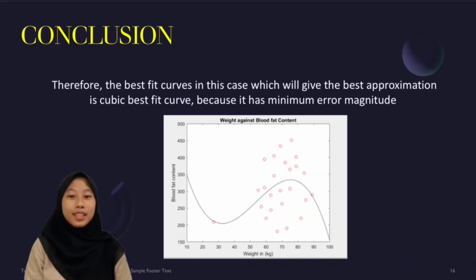Lastly, the conclusion. Therefore, the best fit curve in this case, which gives the best approximation, is the cubic best fit curve because it has the minimum error magnitude, as we stated earlier. So this is the graph of the cubic best fit curve.